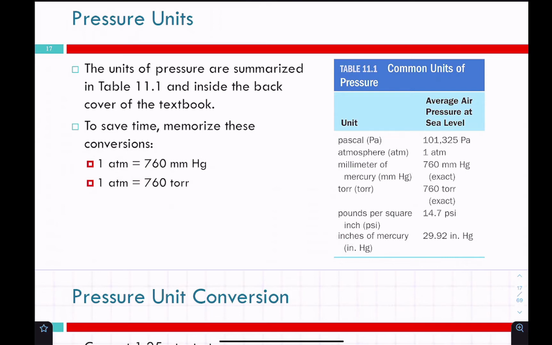One of them, 1 atmosphere is 760 millimeters of mercury. 760 millimeters of mercury is also 760 torr. So it's the same unit, just with a different name. It is millimeters of mercury. I don't know why there are two separate names. My guess is that it comes from a different language, not English.